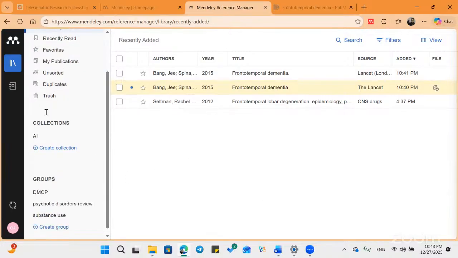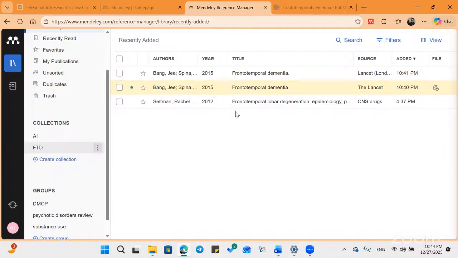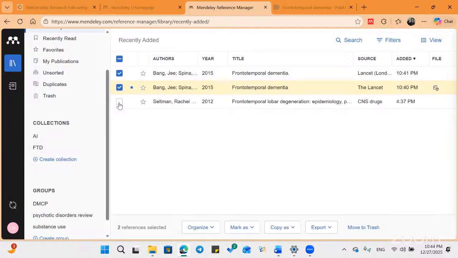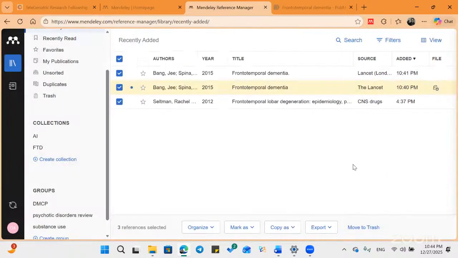From here, we have the collections. The collections are basically a way to organize your papers or your references. We can create collections from here. Let us say that I will create one about frontotemporal dementia, as those papers are about, and then to add them, I'm just going to select them, click organize, add to collection, and select. As simple as that. We can also add them to a group or mark them as read, unread, and favorite.